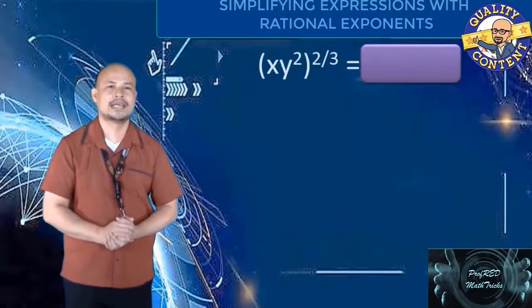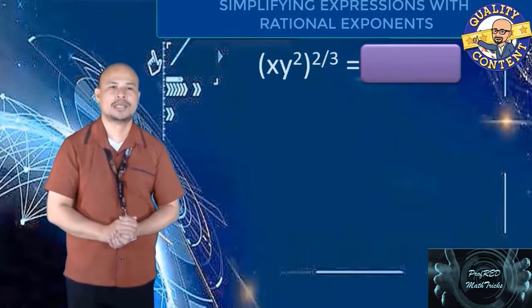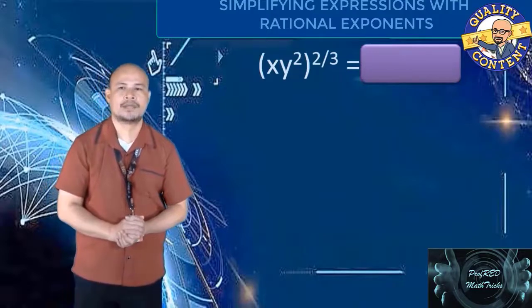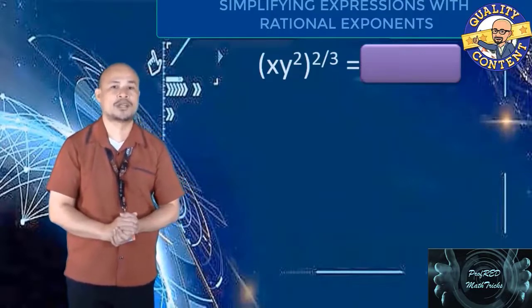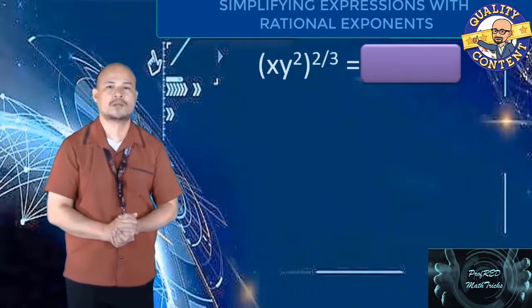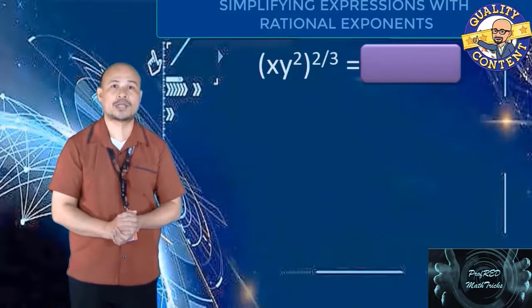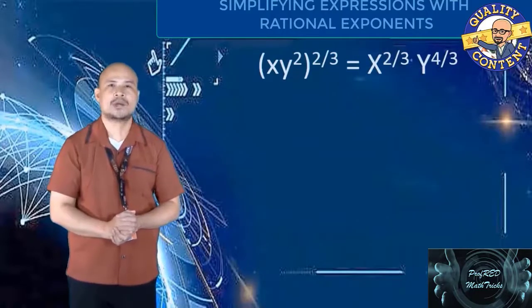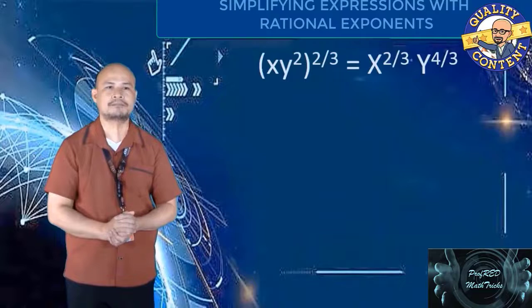In simplifying quantity xy squared raised to the power of 2/3, in this expression, x has an exponent of 1. This is multiplied to the exponent 2/3, and y with an exponent of 2 is multiplied to 2/3 also, resulting to x to the 2/3 and y raised to the power of 4/3.